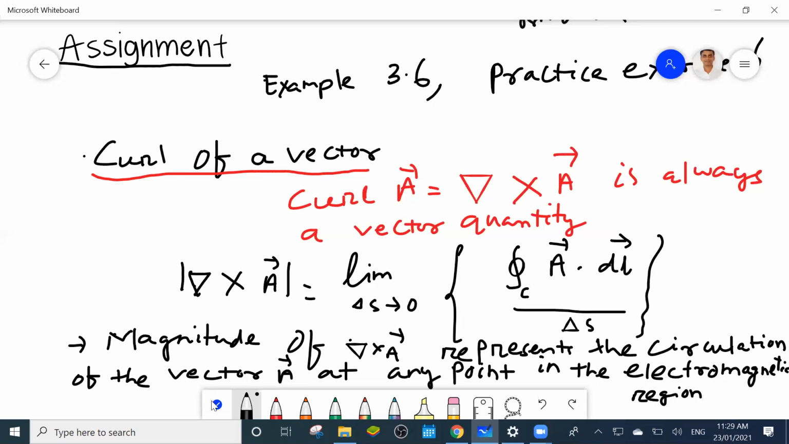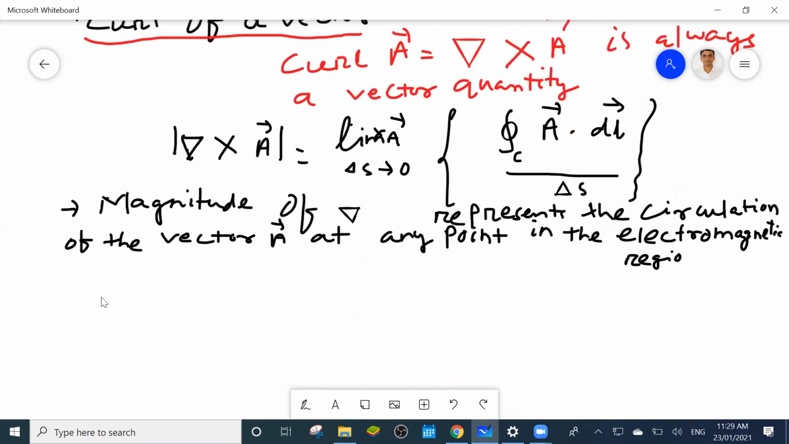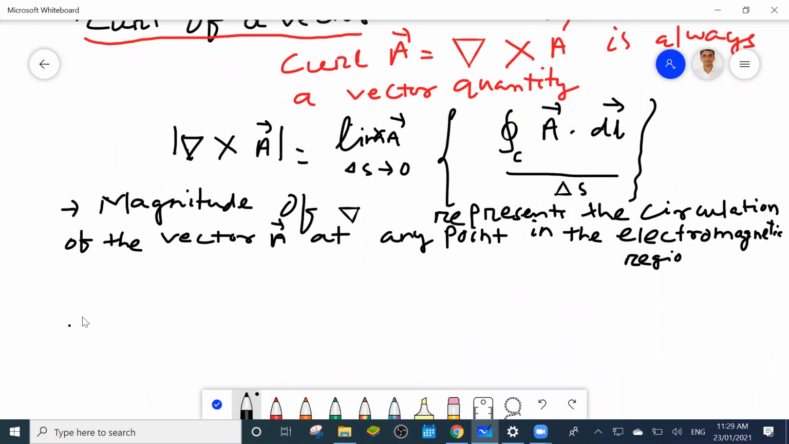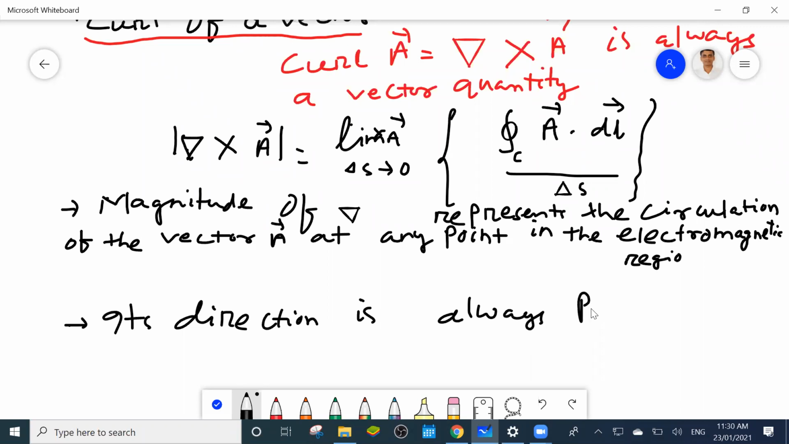Okay. Next is its direction, which is always perpendicular. Next point, you write the direction is always perpendicular to the given vector.